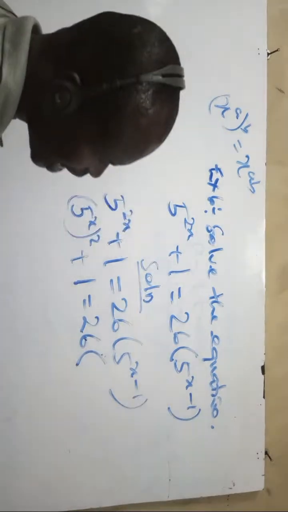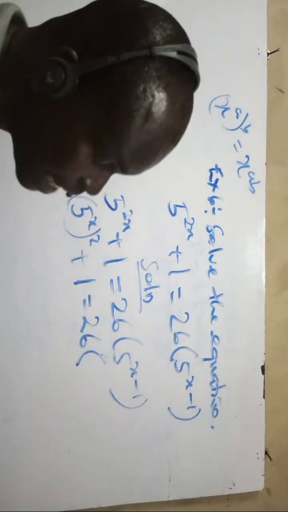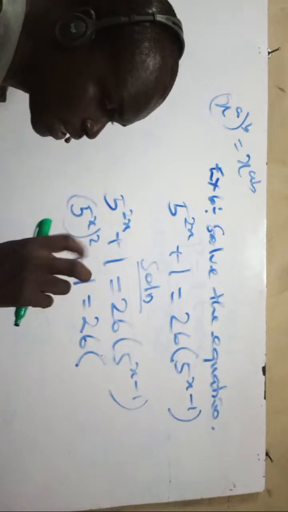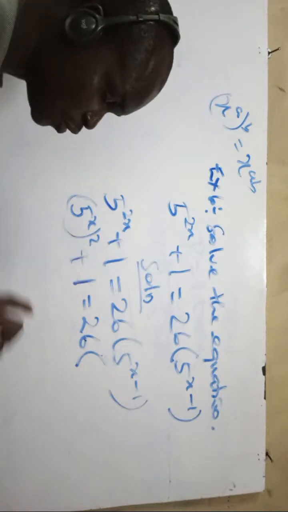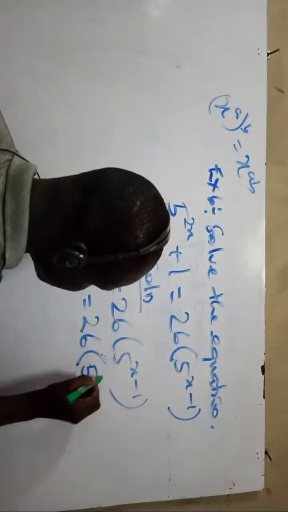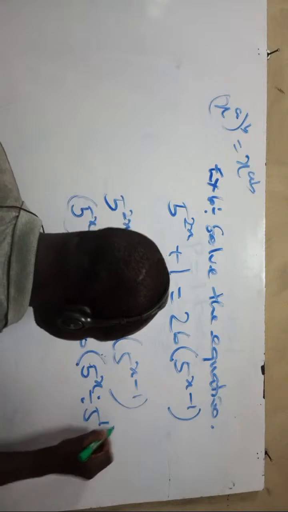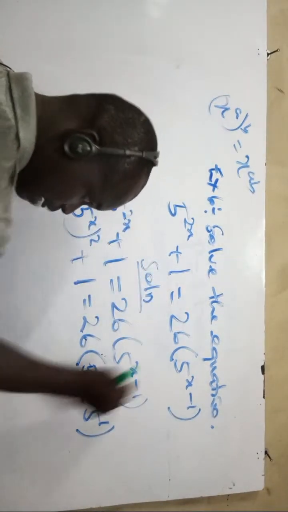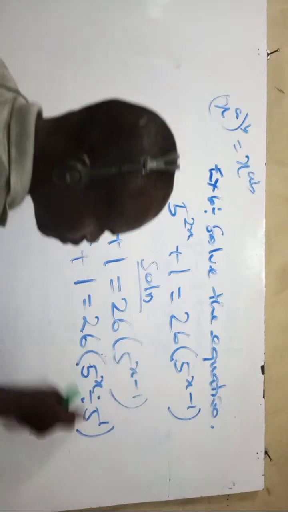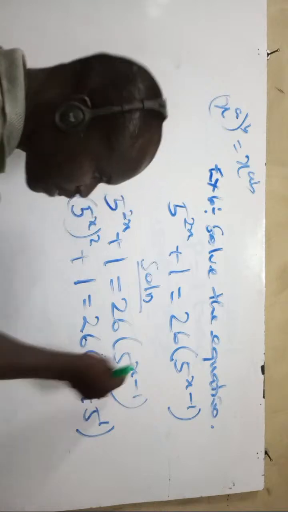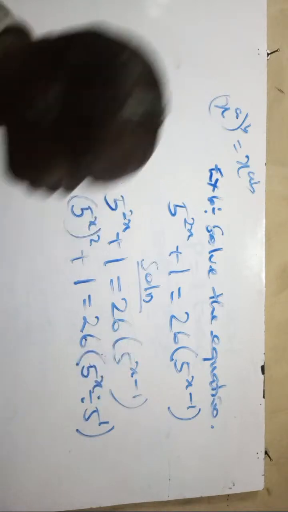The second law of indices says that if the bases are equal and the operating sign is division, we should subtract the powers. But in this case, I can split it as 5 raised to s divided by 5 raised to 1. If I'm given something like this, because the bases are equal and the operating sign is division, I'll just subtract the powers. But if we are not given it in this form, you should be able to rewrite it in this form.